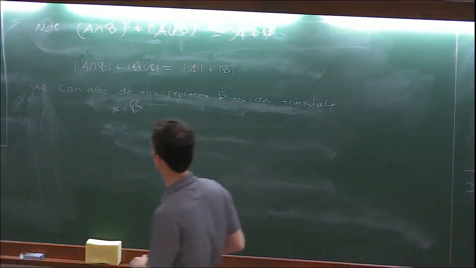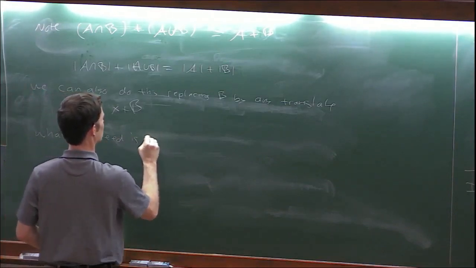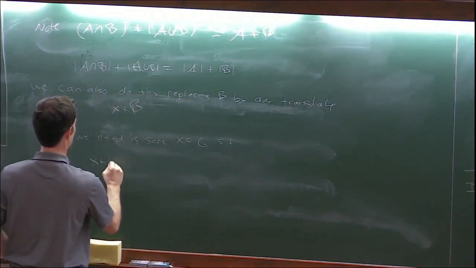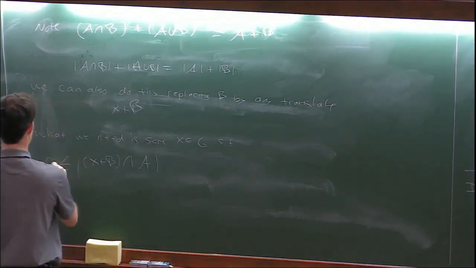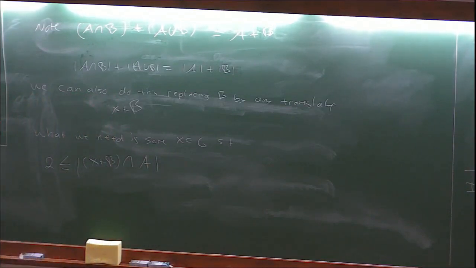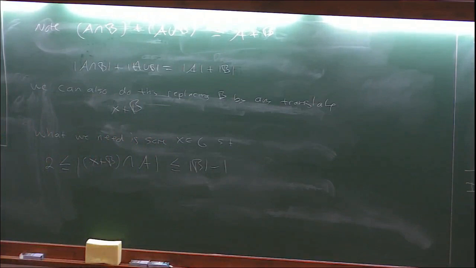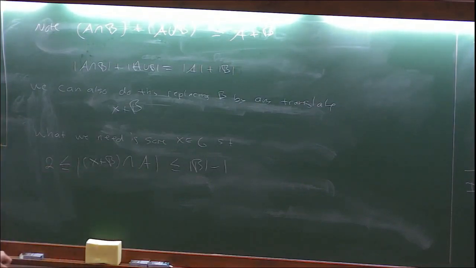So what we need is some element x such that x plus B, when we intersect it with A, had better be at least 2, so we can use the strong induction hypothesis, because the sets are supposed to have size at least 2. And it better have size at most B minus 1, otherwise we can't apply the induction hypothesis. But if we do this, then we'll be in good shape to use the induction hypothesis with x plus B intersect A and x plus B union A, basically. So that's our goal. We just need to find this x that's going to work.